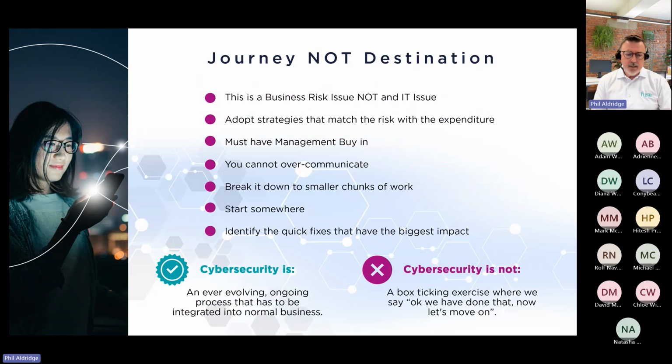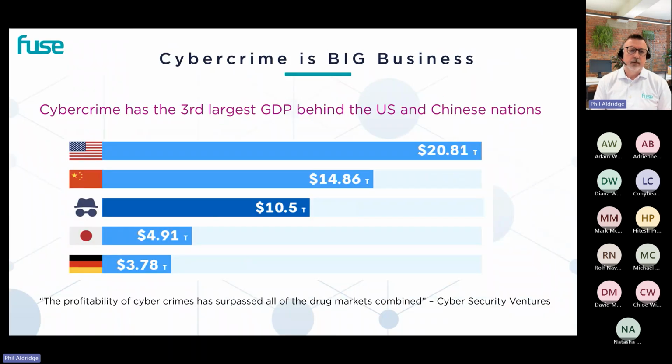Very important. And why is it important? Look, this is a little bit old now, but cybersecurity, the third line there, shows that cybercrime is the 3rd largest GDP behind the US and Chinese nations. And it won't be long before that surpasses China and then surpasses the US. If you add up all of the drug and sexual exploitation around the world, it still pales into insignificance compared to cybercrime. So it is very important.